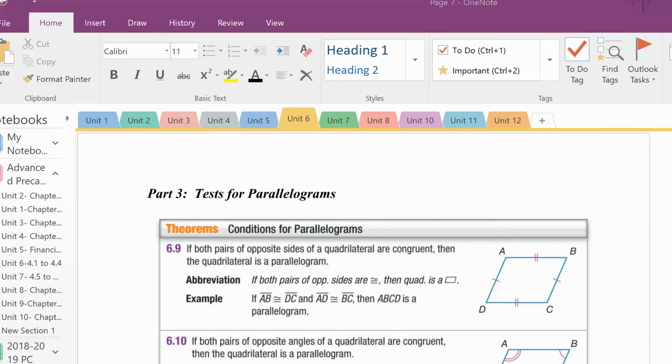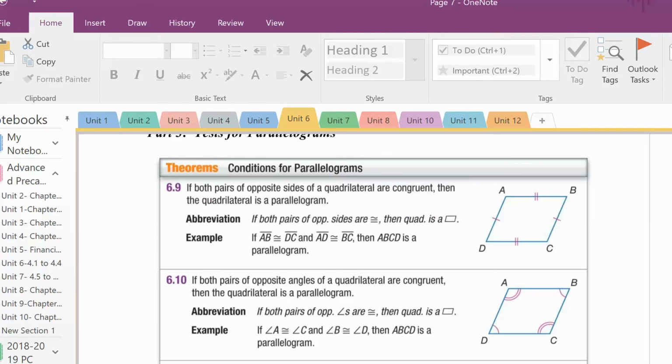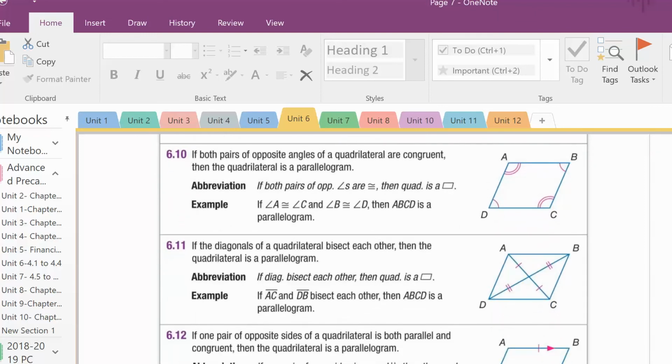The first one is that if both pairs of opposite sides of the quadrilateral are congruent, then the quadrilateral is a parallelogram. That's 6.9 here. 6.10 says if both pairs of opposite angles of a quadrilateral are congruent, then the quadrilateral is a parallelogram. So here notice the opposite angles are congruent, so that makes it a parallelogram.